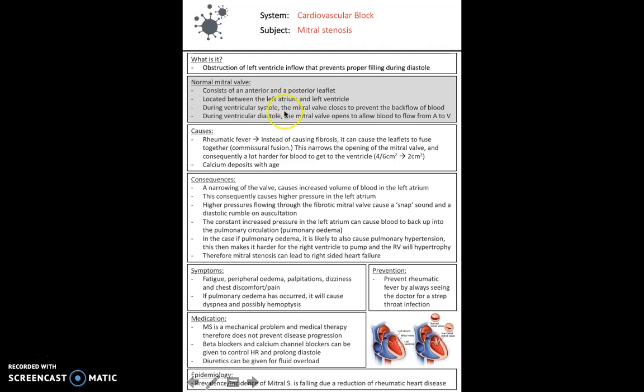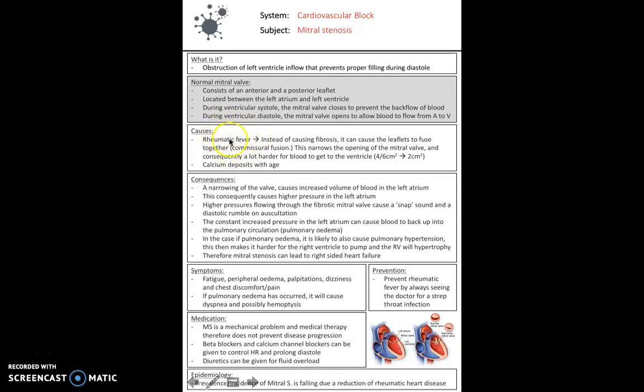During ventricular diastole, when it's relaxing and filling, it opens to allow blood to flow passively or actively from the atria to the ventricles. Therefore, in mitral stenosis, this is an obstruction of the inflow of blood into the left ventricle during diastole. The 2 main causes of mitral stenosis include rheumatic fever and calcium deposits with age.